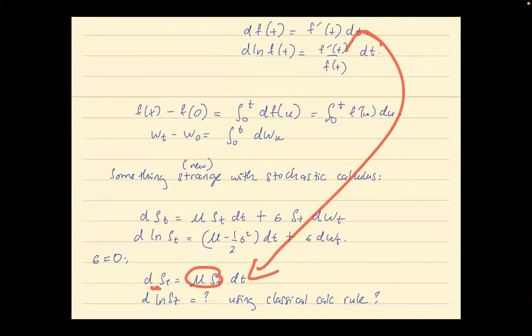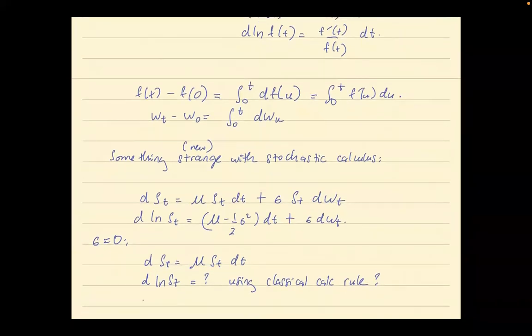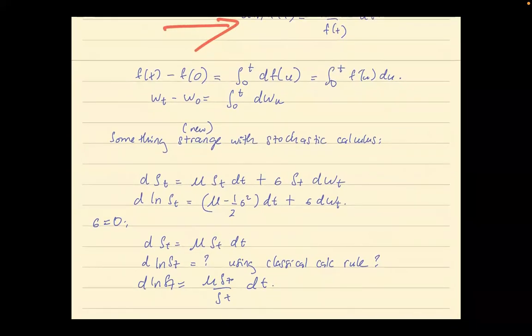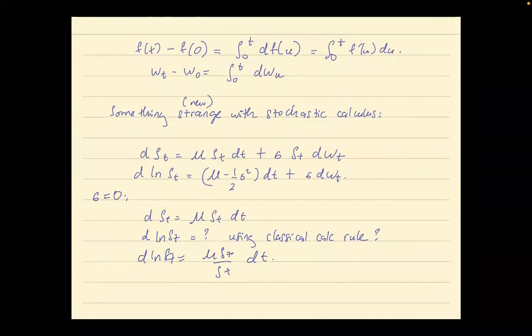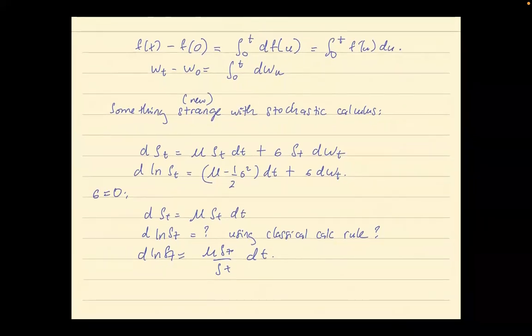So d log S_t will be f prime, which is mu S_t divided by S_t dt. Agree? According to exactly this calculus. If you feel it's strange, you can derive it by dt, because here we don't have the Brownian motion part; I assume sigma equals 0. So in other words, if you were to follow classical calculus, then d log S_t must be just mu dt.